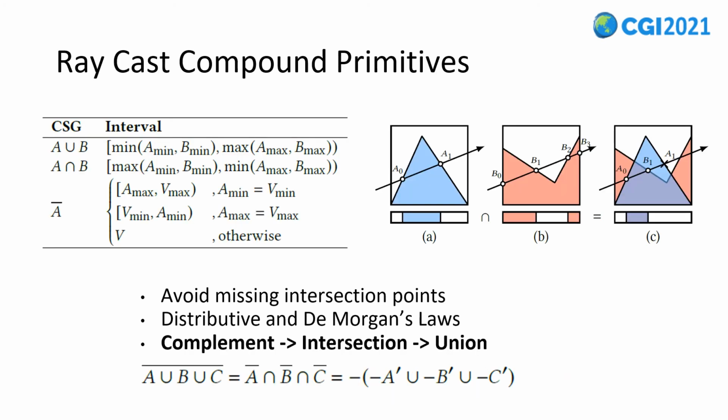To raycast the compound primitives, we compute the ray intervals and combine them based on the operations shown in the table. To avoid any missing inner intersection points for concave shapes, we must perform Boolean operations in the complement, intersection, union order. For example, for complementary cases, we need to apply an additional complement operation after the union operations. Therefore, we need to apply distributive and De Morgan's laws to expand the expressions.